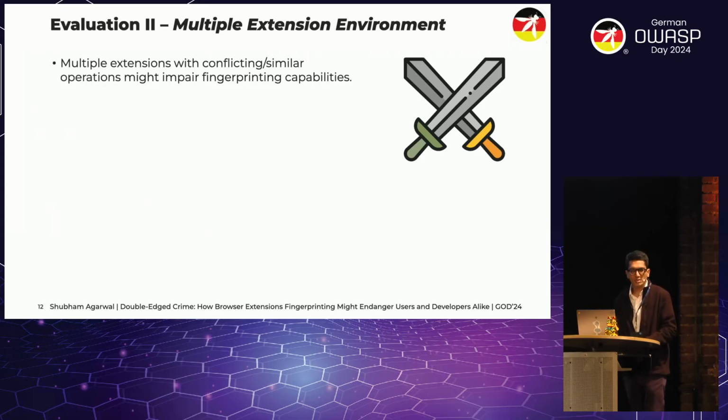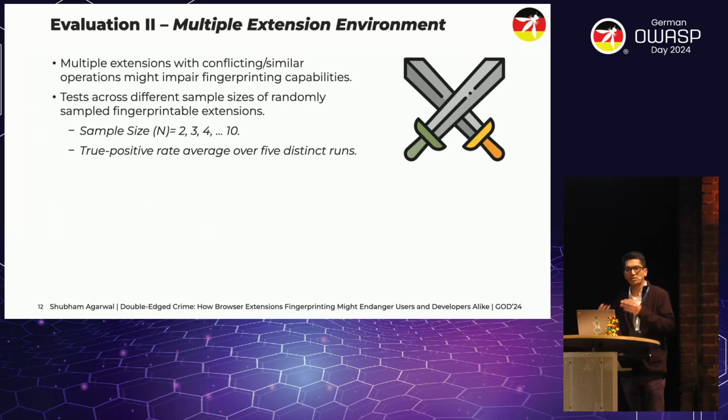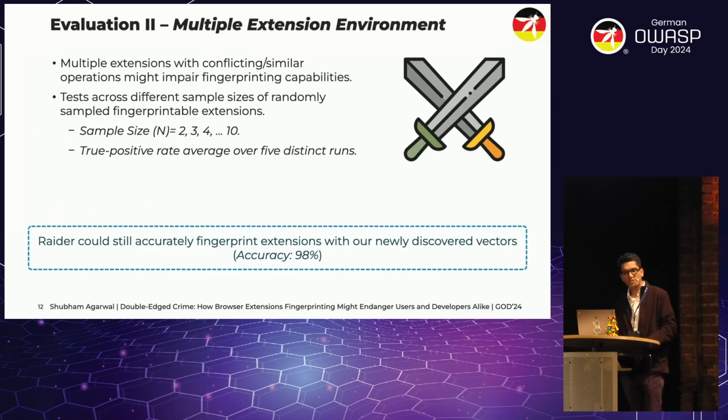We try to reach as realistic a case as possible. We tested across multiple extension sets, with a sample size from 2 to 10, and we came to the conclusion that the fingerprinting strategy that we found actually works in 98% of the cases. So it's not really affected by how many extensions you have installed. Are they conflicting? Are these fingerprinting traces lost? Not if you try to get as realistic as possible.